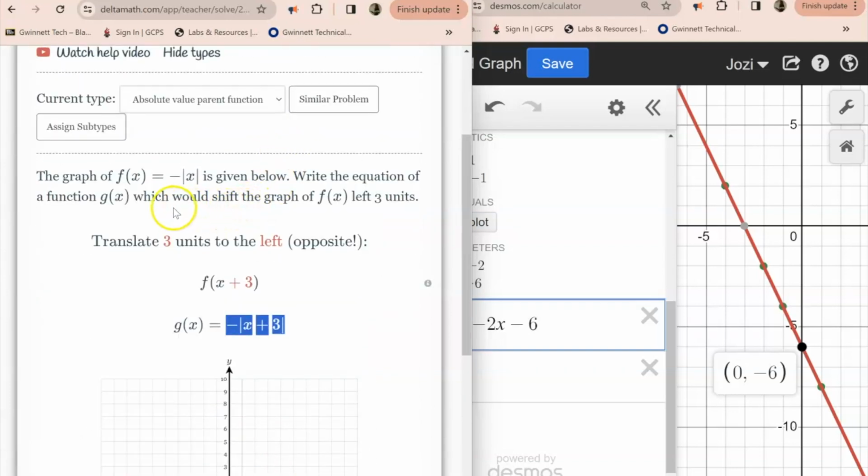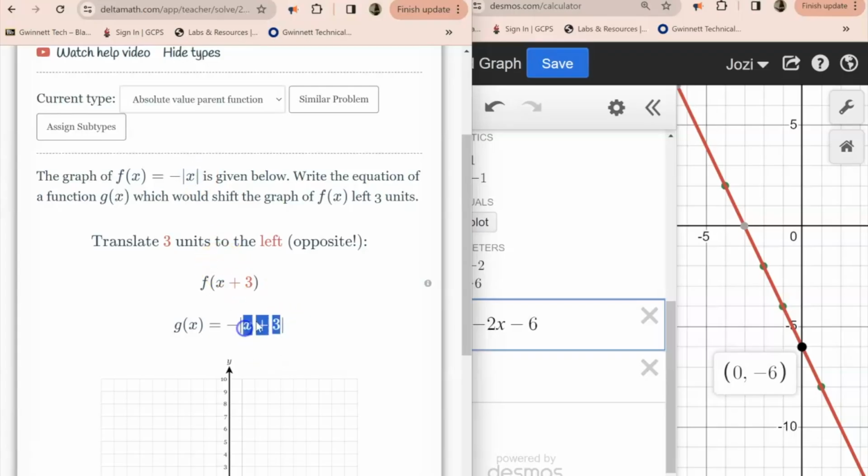Oh wait, did I not read this shift up? What did I read? Left. Okay, clearly I misread that. Okay, so if it was up, it would be plus 3 on the outside, but it's left. All right, which means you're inside, which is opposite of whatever you think. You think left is minus, so it'll be plus.